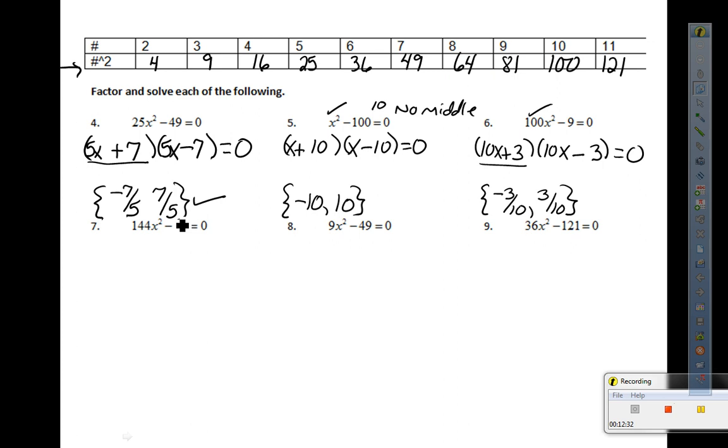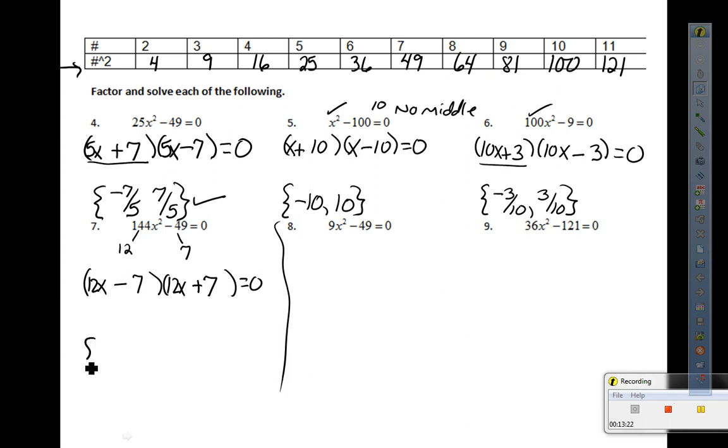Here's number 7. You got to ask yourself, do you know the square root of 144? You might have typed that in your calculator, but the answer is yes, it's 12. The square root of 49 is 7. So here goes the factoring of this. 2 parentheses, a plus and a minus. The square root of 144x squared is 12x. So I'm going to have a 12x there and there. The square root of 49 is 7. So it factors into 12x minus 7 and 12x plus 7.